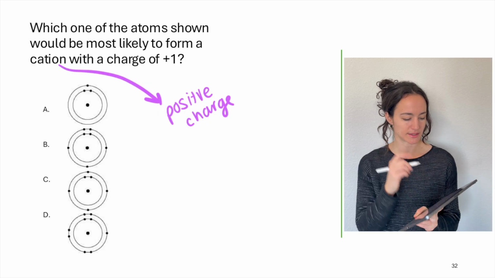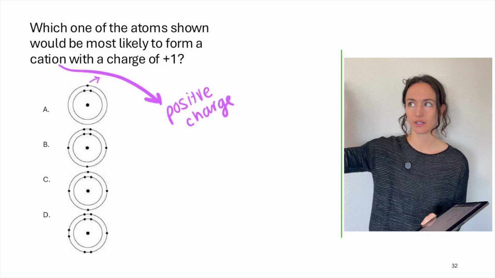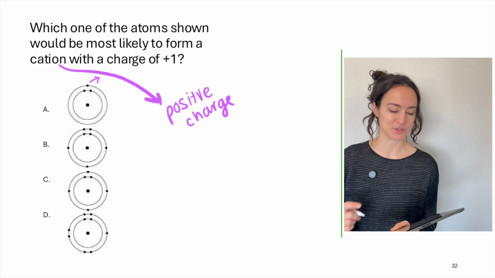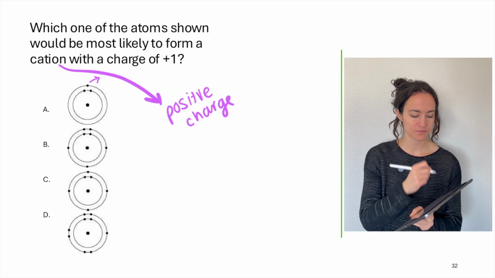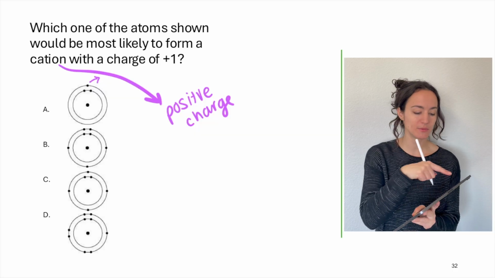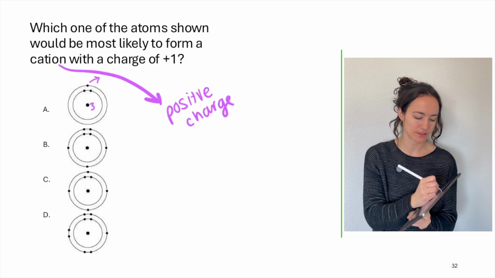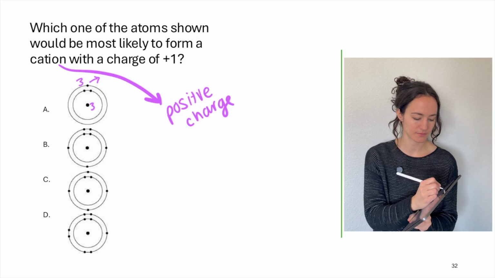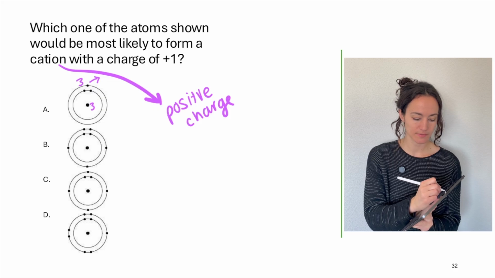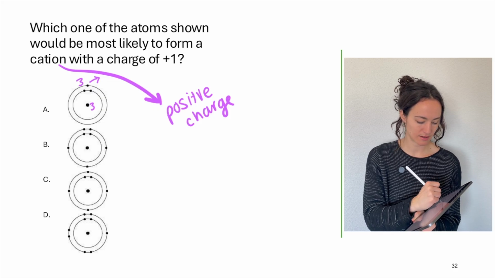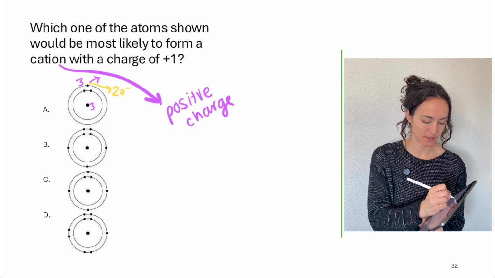Okay, so let's start at the top. For A, we are likely to see this electron leave because this atom would just need to lose an electron in order to have the stable 2. We're assuming that all of these atoms here are neutral. So if I'm seeing 3 electrons, I know that there are 3 protons, right? If I lose an electron, I have 3 protons, and then this would become 2 electrons.